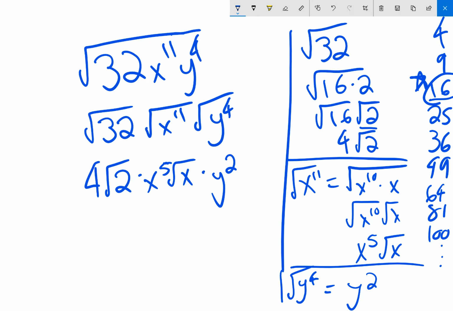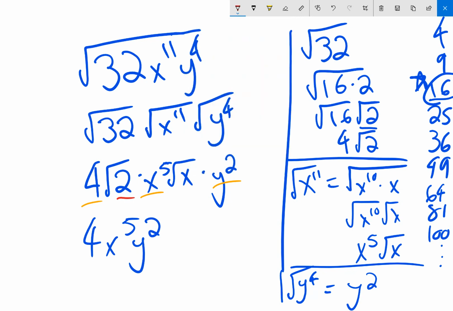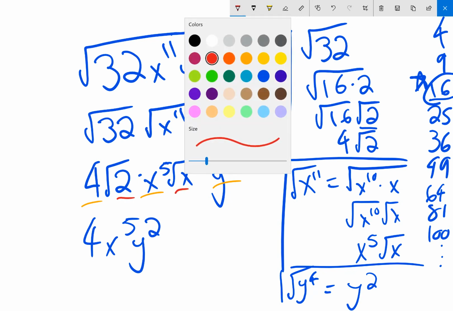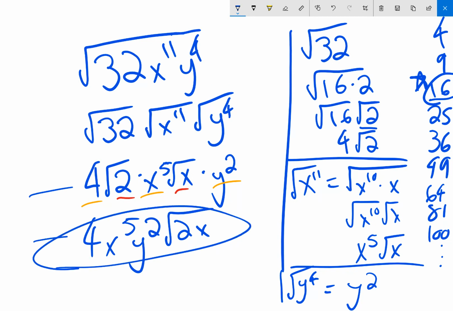So everything that's outside the radical, which in this case is the 4, the x to the 5th, and the y to the 2nd, we'll write all of those in front. So the 4, x to the 5th, y to the 2nd, and then everything that's inside the radical, which is the 2 and the x, we'll write that at the end, and we'll put that inside the radical. So square root of 2x. So again, these are the same thing, but this is a more cleaned up version.